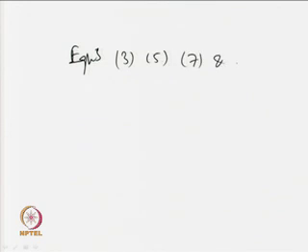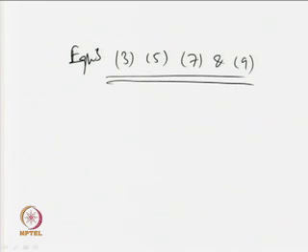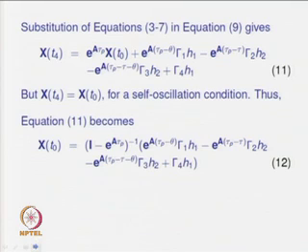These four equations, 3, 5, 7 and 9, will be used further to find the final output expression. When 3 to 7 are substituted in 9 further, what is 9? 9 is the expression for the output at time t equal to t4.